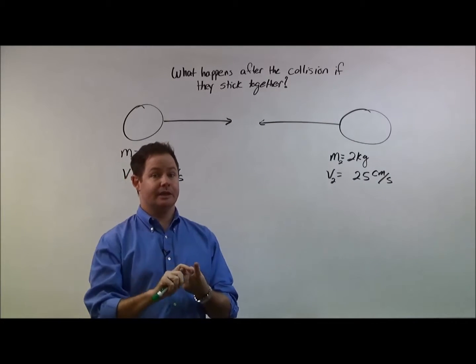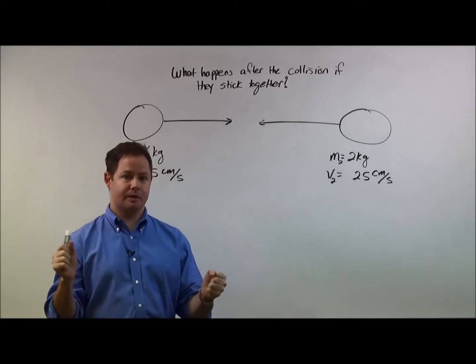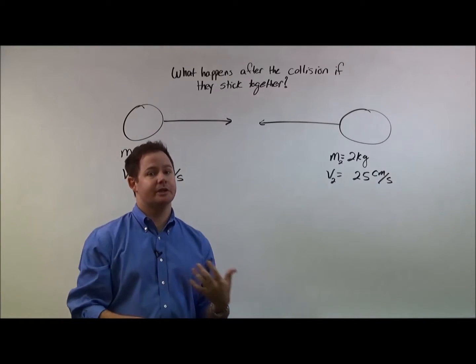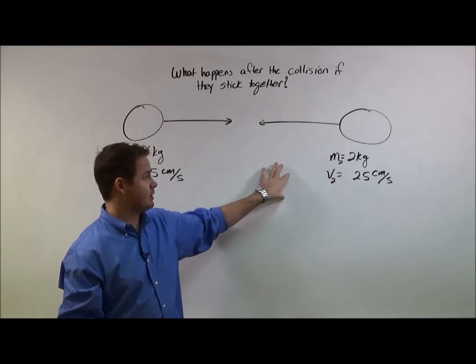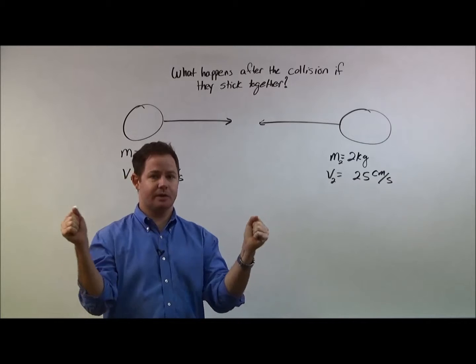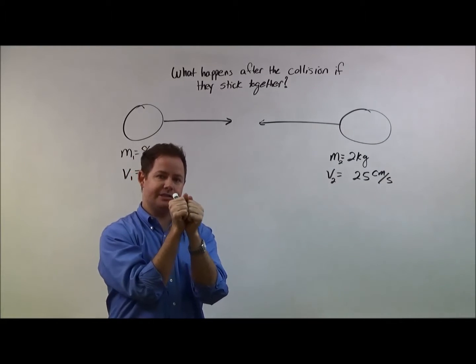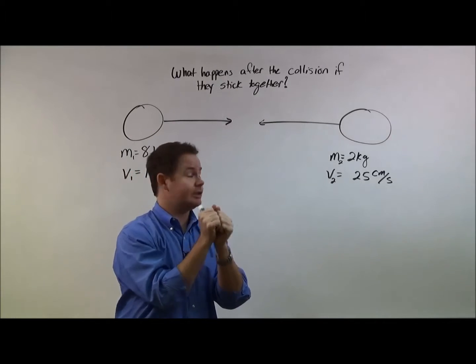And then inelastic, which means that the two objects will bounce off of each other but some kinetic energy will be lost. And totally inelastic, which is the situation we're going to work with here, and that's where the two objects collide together but then stick together after the collision.